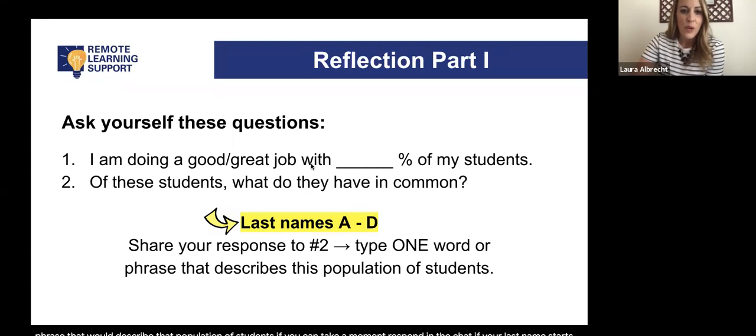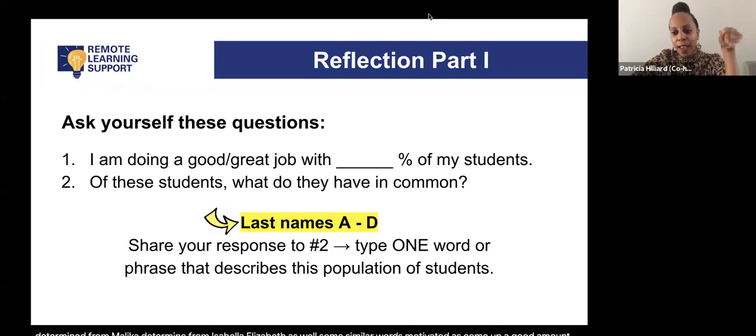So it looks like we have words coming in to describe these students. Highly motivated from Yolanda, determined from Malika, determined from Elizabeth as well. Some similar words. Motivated has come up a good amount. Okay, thank you for sharing, first half of the alphabet, folks. Now, not to worry, we will make our way through the entire alphabet.